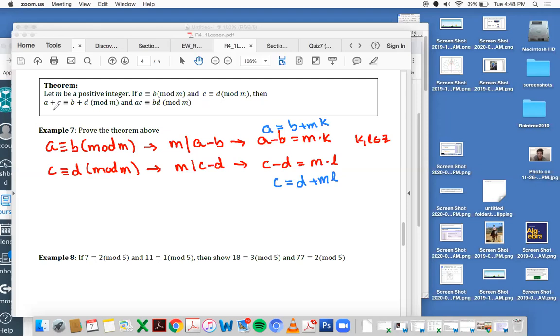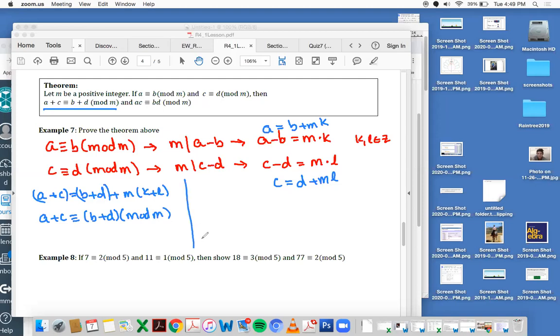Okay, so if I want to prove this, I'm going to add these equations together. I'm going to say A plus C is B plus D plus M times K plus L. Because I have this number written as this plus M times an integer, that means these numbers are congruent in that mod. So that's using the last theorem. That means A plus C is congruent to B plus D mod M.